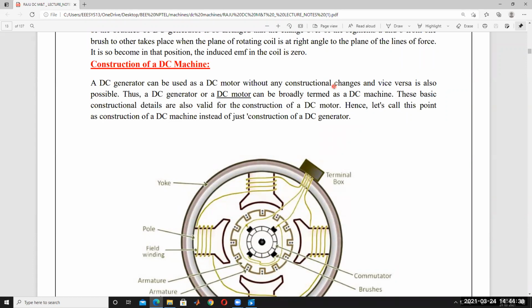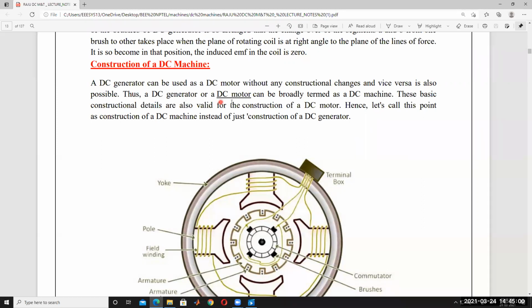Okay, for changing the input: for a motor, we have to give the power supply. For a generator, we have to give mechanical rotation by using an external prime mover. Generator input is mechanical, and motor input is electrical. That is the only change.